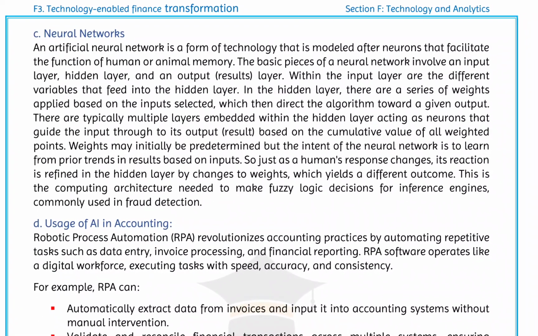Next one, neural networks. Again, neural networks is not actually covered in your CMA syllabus. But if you have to really appreciate artificial intelligence and RPA, you should know what a neural network is. In your brain, you have something called neurons. Yes, in a human brain.